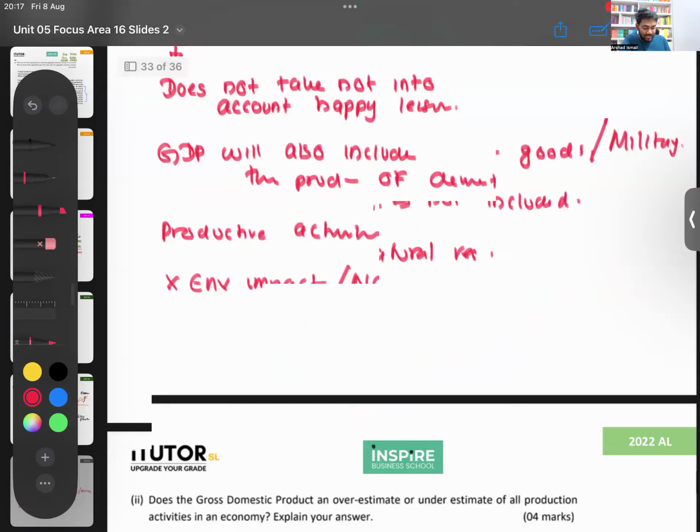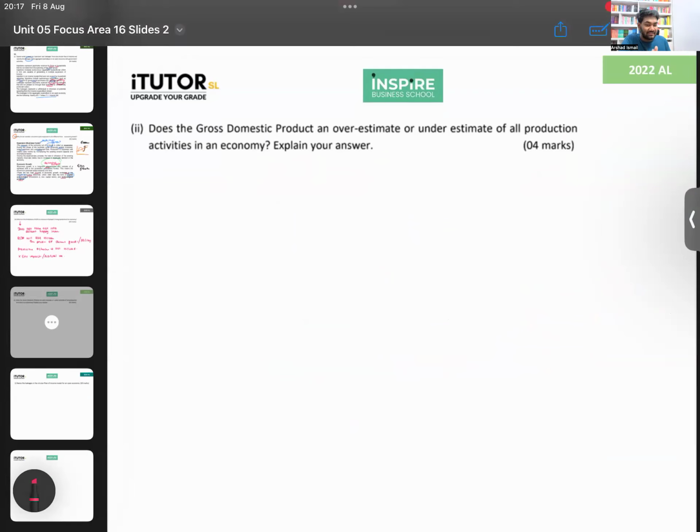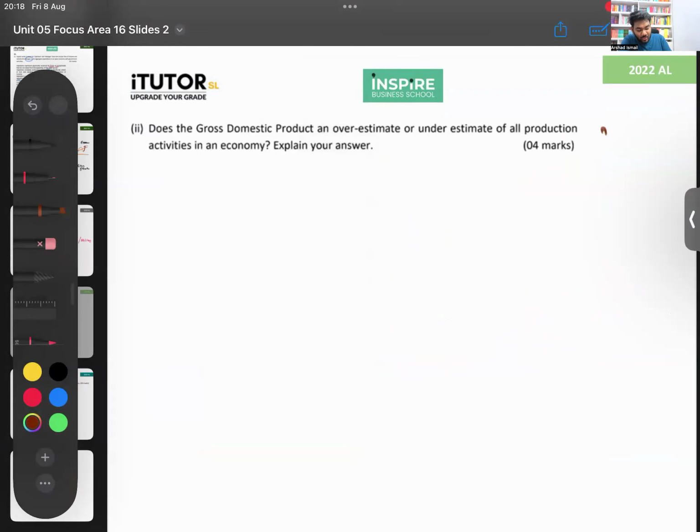Then we go into the next. Right. So we have 2 more questions, and then we can go to focus area 70. Yes, durable goods you can talk about. Does GDP, now this is an interesting question. Is the gross domestic product an overestimate or an underestimate of all production activities in an economy? What do you think? Sri Lanka's nominal GDP in dollars in 2024 was around, if I'm not mistaken, 98 billion US dollars. So is this 98 billion, does it reflect all economic activities, or is it an overestimation of it, or is it an underestimation?